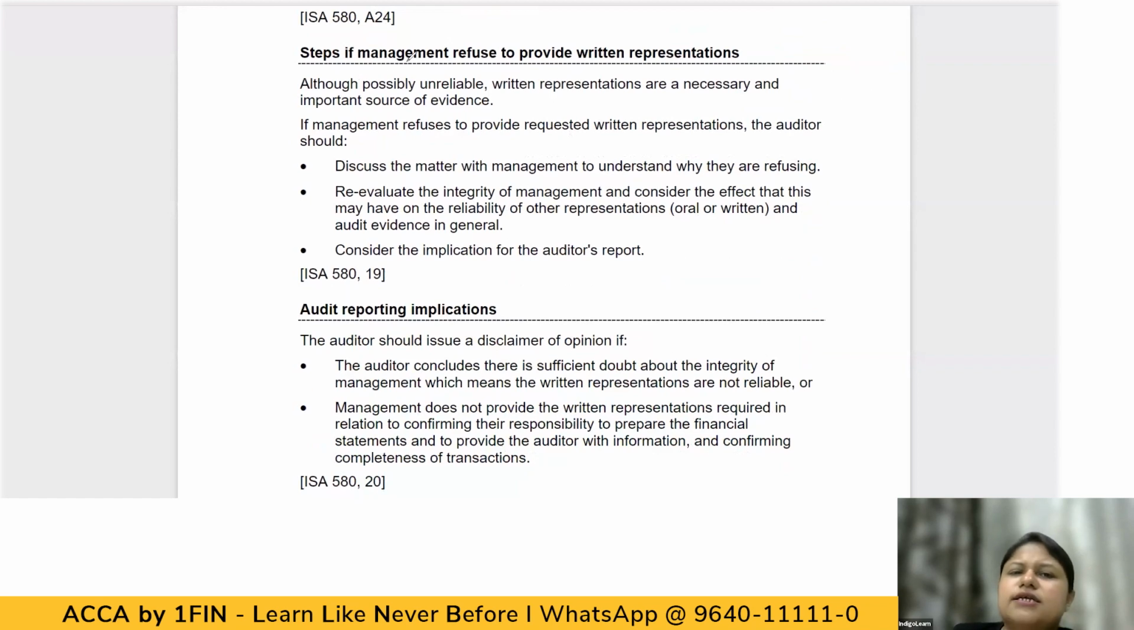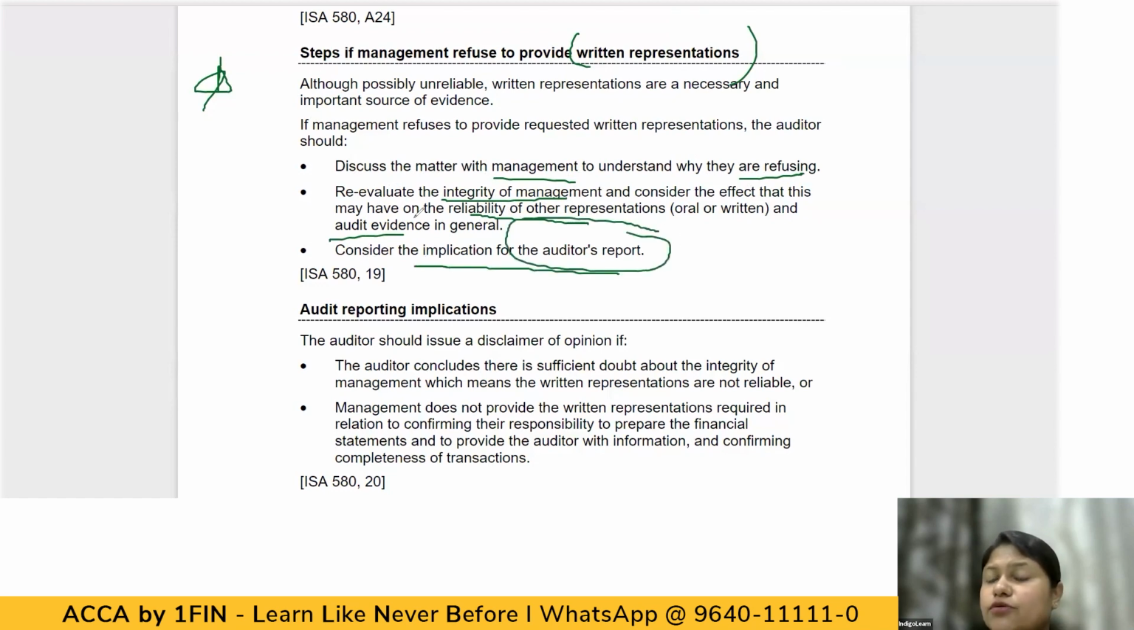Then, steps if the management refuses to provide written representation, very important for examination. If management is not providing the necessary information through the written representation, then discuss the matter with the management to understand why they are refusing. Reevaluate the integrity of the management, and also consider the reliability of other representations and audit evidences in general, and also consider the implication on the auditor's report.